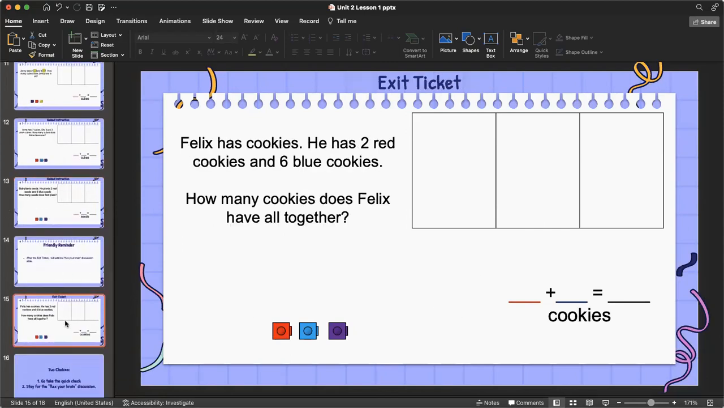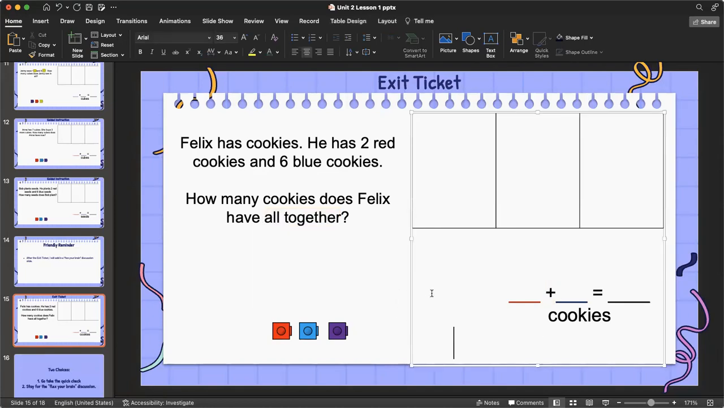Last but not least, your problem is Felix has cookies. He has 2 red cookies and 6 blue cookies. How many cookies does Felix have altogether? Altogether is a signal that is going to be an addition problem. Input your numbers into the number sentence and draw out your thought process.